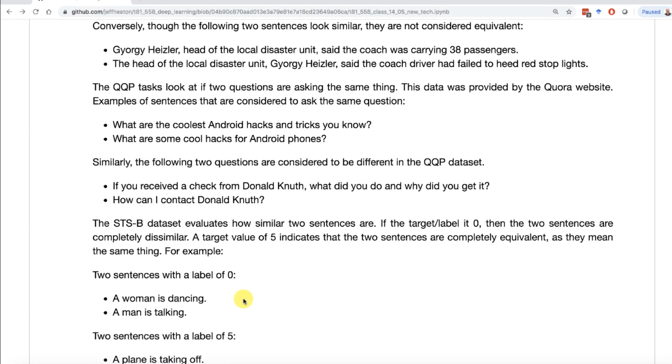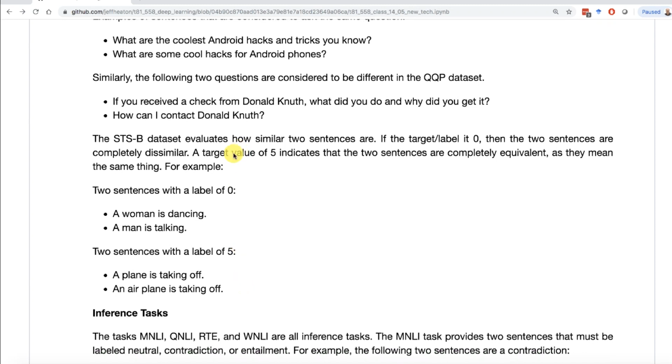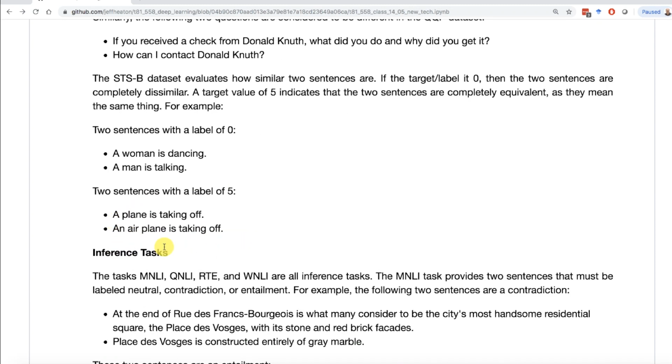STS-B evaluates how similar 2 sentences are. This would be 0: "A woman is dancing, a man is talking." 2 sentences with a higher label: "A plane is taking off," "An airplane is taking off." These 2 are very equivalent. Okay, those are just comparing the similarities of sentences.